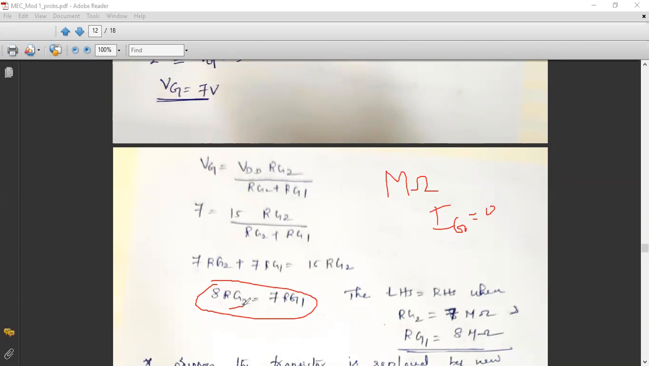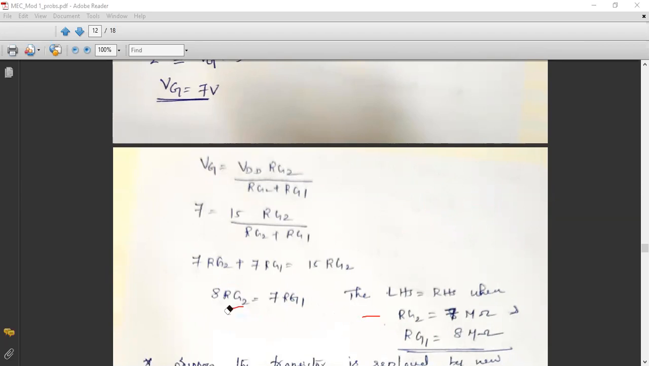So if you substitute 7 here and 8 there, the product will be 56 on both sides, equal to each other. So we can take RG2 as 7 mega ohm and RG1 as 8 mega ohm. There is no other option. If you substitute 7 and 8 mega ohm, the left hand side and right hand side of this equation will be equal to each other. That is a way of designing RG1 and RG2.